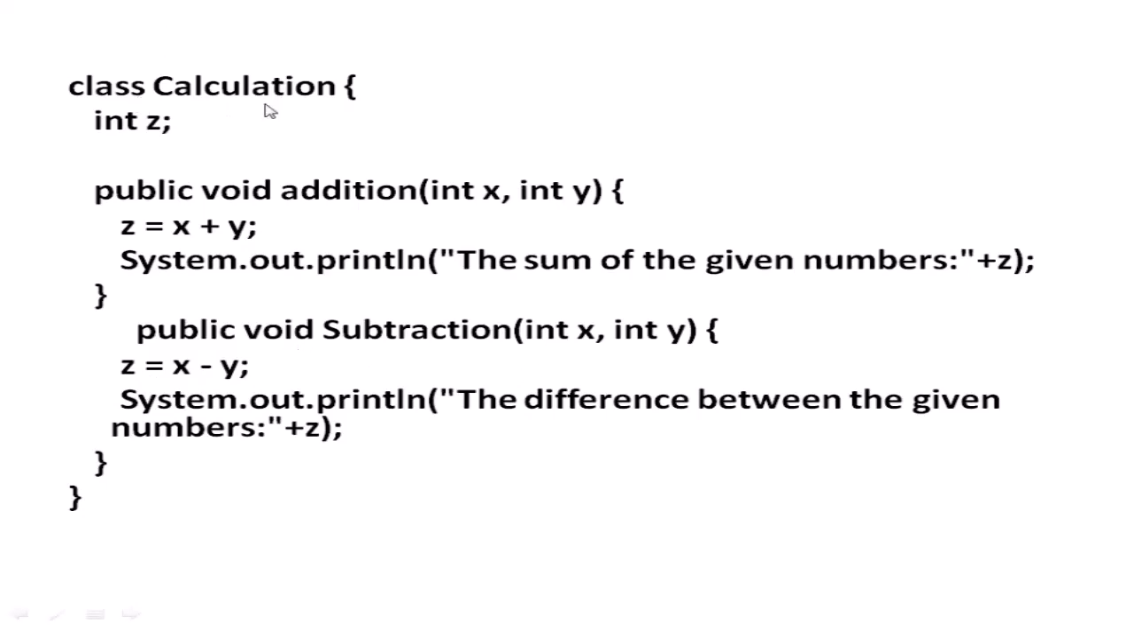Here calculation is one program, and here you have initialized the integer z, and you have initialized a method here, and subtraction is another method here. So within the class you have mentioned a z. So this all belongs to the same class, so that it is going to print the resultant z.